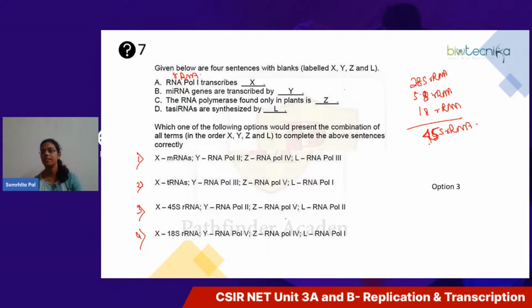But this is something we usually don't refer to. So see, this is the beauty of the question. You already have studied it, but here is where you have to link it up. So it is your 45S. But I understand you are getting confused about 45S and 18S because you have studied in this format. But look at the next one, miRNA. This will clear your doubt, even if you're confused between the X and the Y when you're trying to solve it.